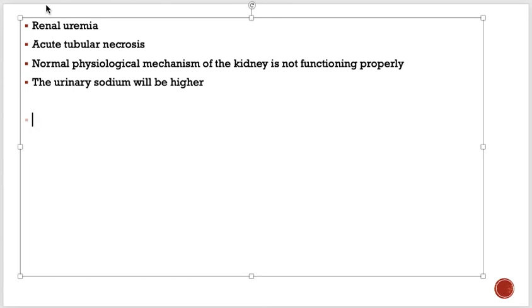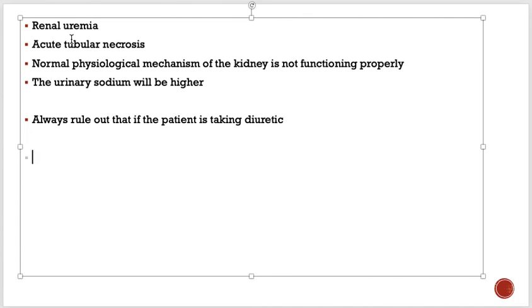But guys, there are some difficulties with this as well. For example, someone who is on diuretics, because what is the function of diuretics? They will throw out sodium anyway. So in that case, of course, you should always rule out whether the patient is taking a diuretic. This is the important thing.